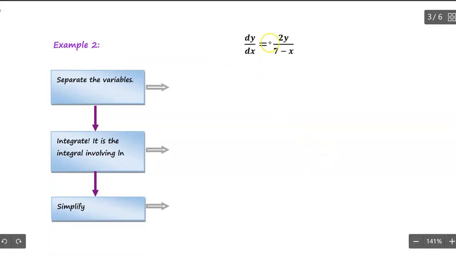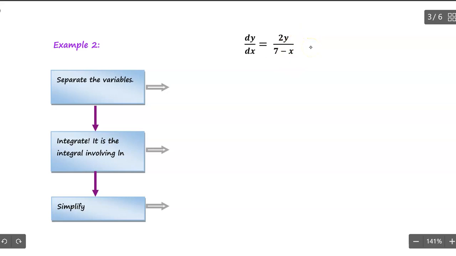For this example, I already have this as dy over dx for you, and what I'm going to ask you to do is remember this. You need to somehow have the differential dy with the y on one side of the equation, the differential dx with the term of x on the other side of the equation.